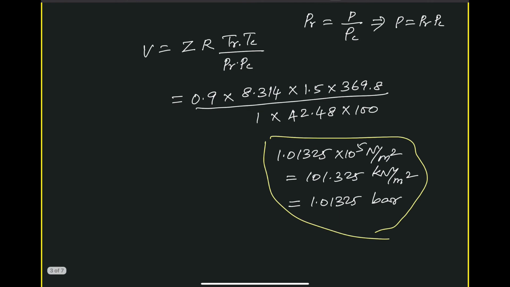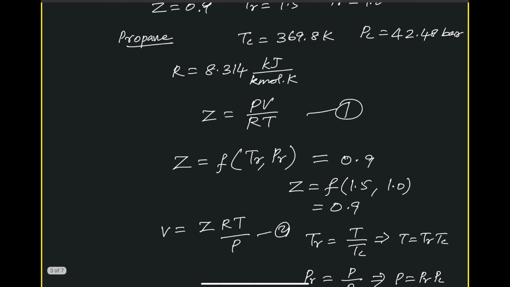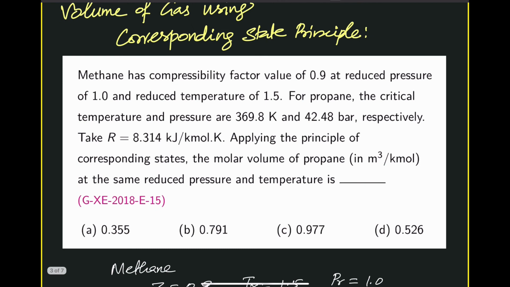From this relation, we now get V as 0.977, which has the units of meter cube per kmol. So what is the answer matching this? C is the correct answer.